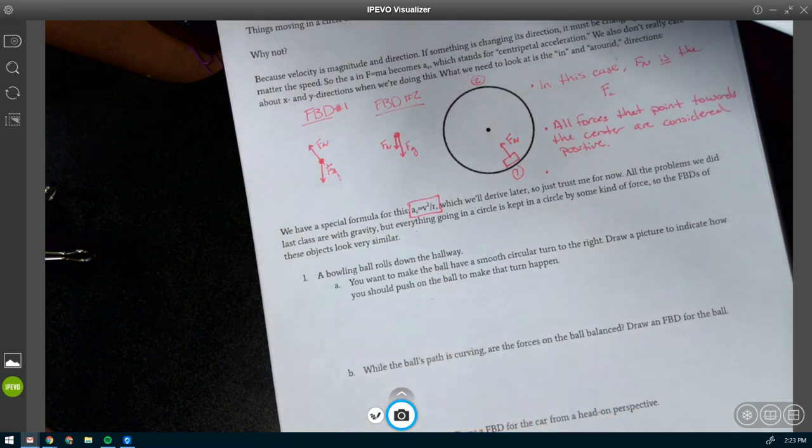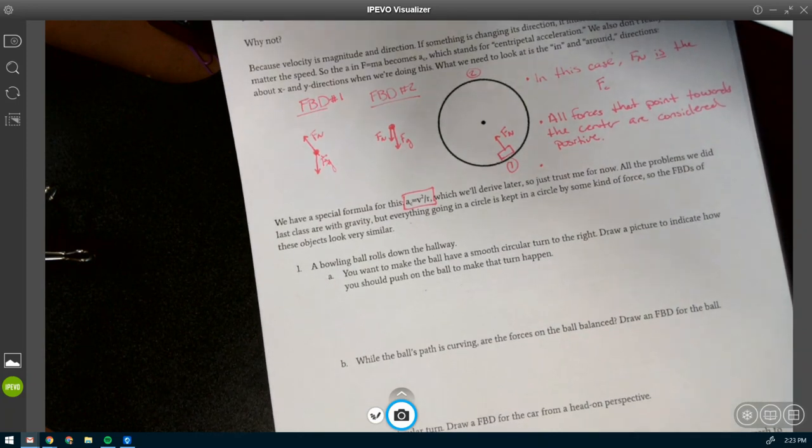So for the rest of this unit, anytime that we see acceleration, we just have to change it from being regular A to being A sub C. And so we're going to do some warm-up conceptual examples first, and then we'll jump into the math part.